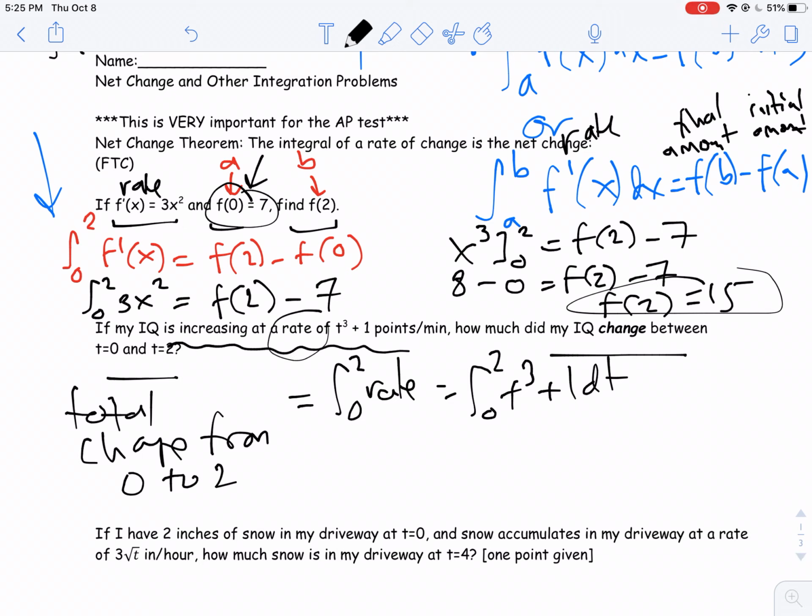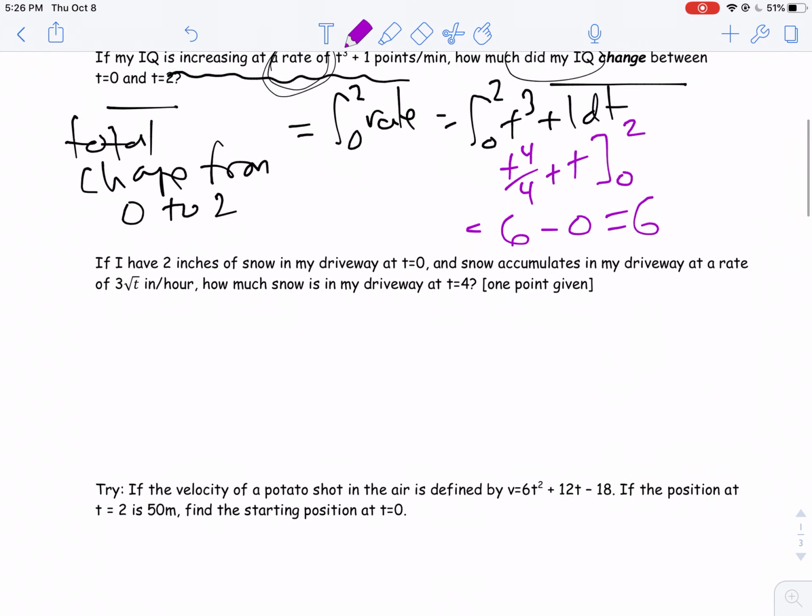Okay, and again, you see the word rate there. That's telling you it's a derivative. We need to integrate it to get to an amount. All right, now, of course, this integral is pretty straightforward to do. We're going to get t to the 4 over 4 plus t going from 0 to 2. So plug in 2 to the 4, 16 over 4, so that's 6 minus 0, which is 6. So my IQ got 6 points better in the 2 minutes it took me to do this problem, which sounds about right. Okay, so let's go with another real-world problem.